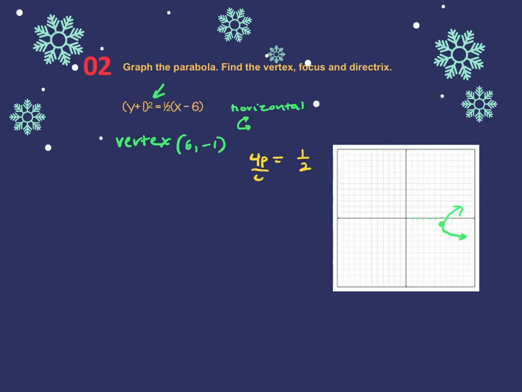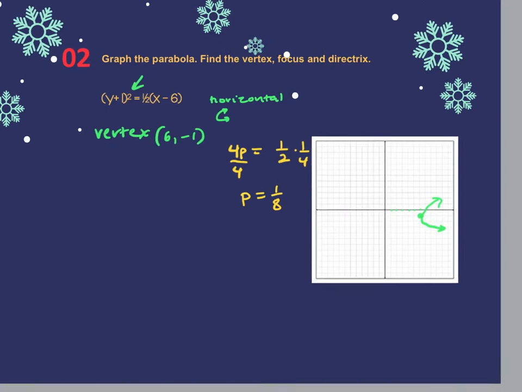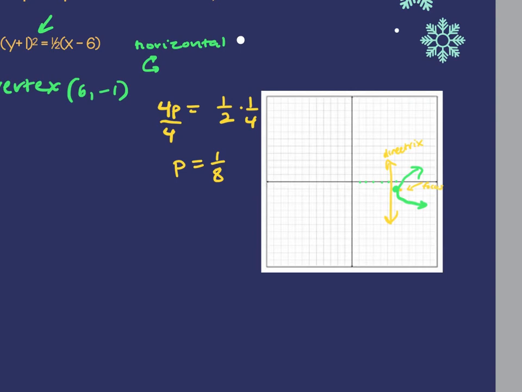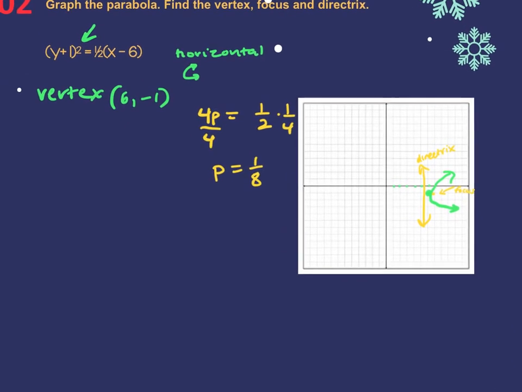Divide by 4, which is the same thing as multiplying by a fourth, right? And I get p equals 1/8. So that means I'm only going to the right 1/8, a teeny tiny amount, and that's the focus. And I'm going to the left 1/8, and that's the directrix. So it's harder to count it, obviously, when it's a fraction. All we have to do is basically we're changing our x this time.